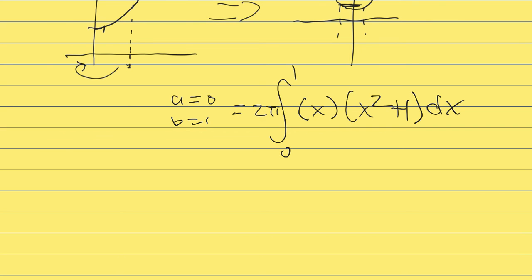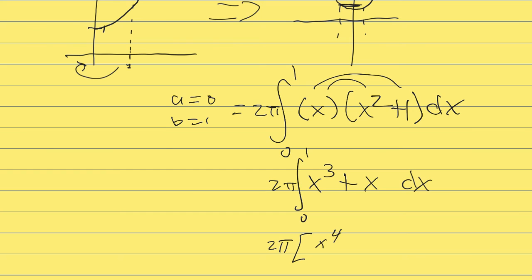Now the next step is just combining and simplifying from there. So if we distribute these, x cubed plus x dx. We're not done integrating yet. 2 pi, x to the 4th over 4 plus x squared over 2. We need to evaluate this at 0 and 1.